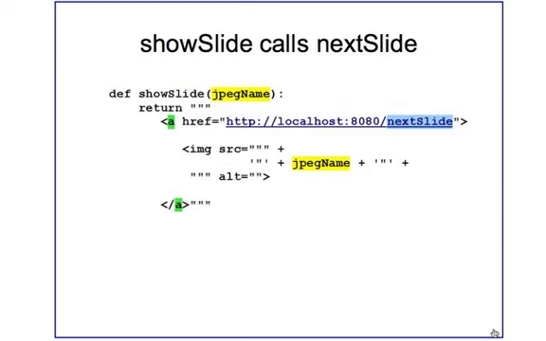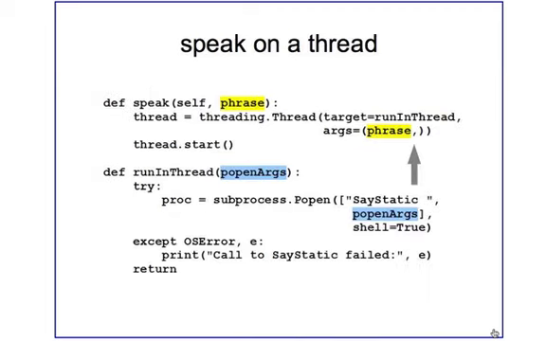The Wiki-to-Speech function called showSlide returns the image wrapped in a hypertext link. This means clicking anywhere on the image will advance to the next slide. One other trick which helps Wiki-to-Speech work smoothly is calling the speech generation on a separate thread. The comma indicated by the arrow is required. Even though we pass only one argument, the phrase to speak, the arguments for a thread must be a tuple.